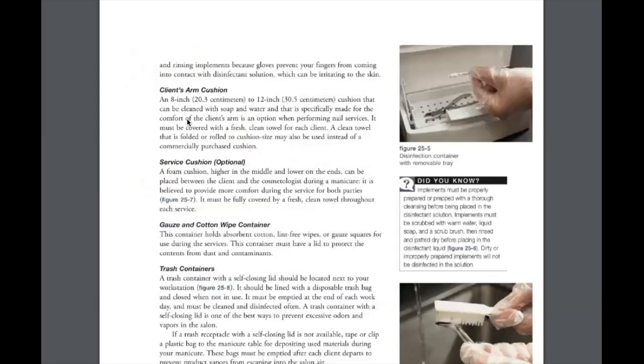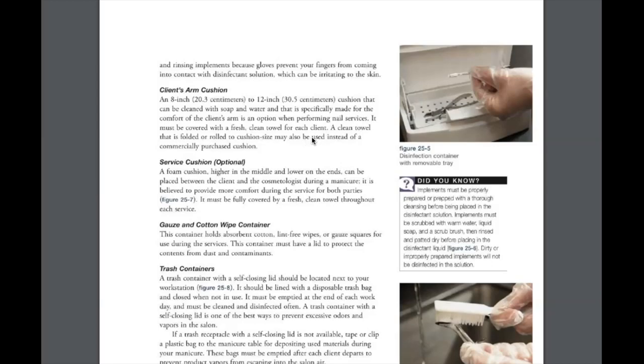I have a client arm cushion. This cushion is about 8 inches to 12 inches, and it can be cleaned with soap and water, and it is specifically made for the comfort of the client's arm. It is an option when performing nail services, but you do not have to have it. I've been to nail salons where they've used a towel before. It's all what they have and what they want to give their clients so that the client is more comfortable. But that was probably like the low grade. So now I'm a little bit more bougie and we go to the ones that have the actual cushion and they'll put a towel over it, a clean towel between each client. That way they don't have to go and sanitize the cushion itself every single time.